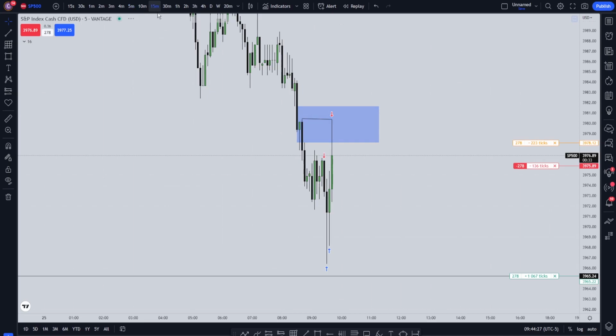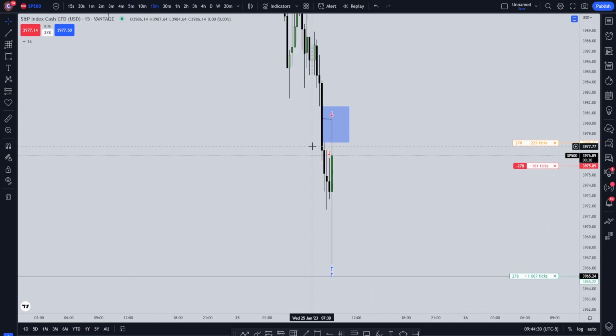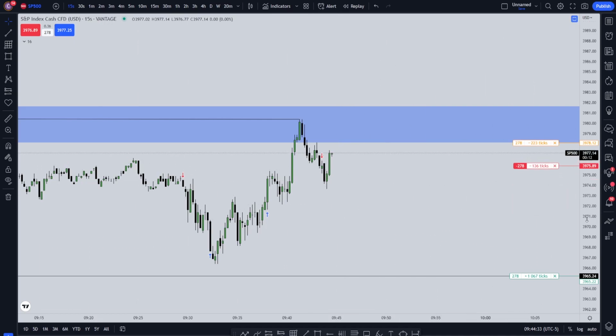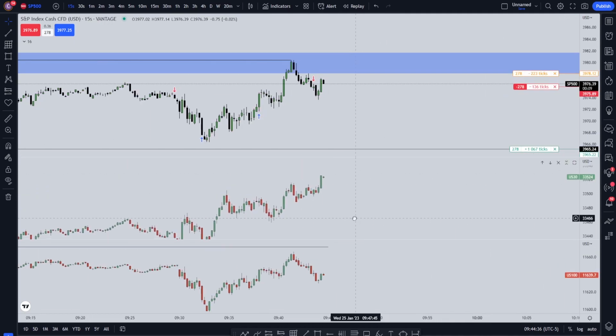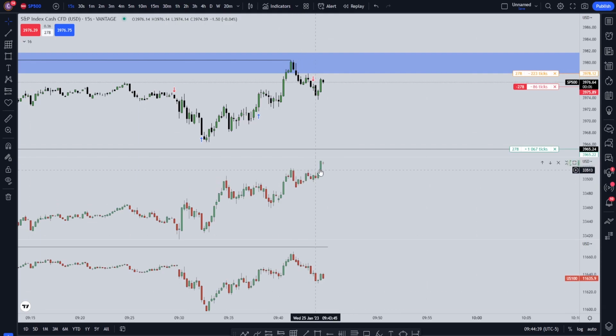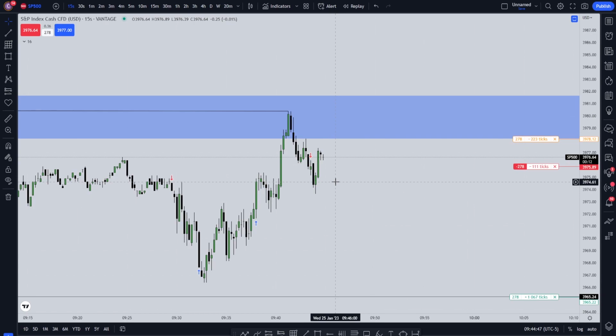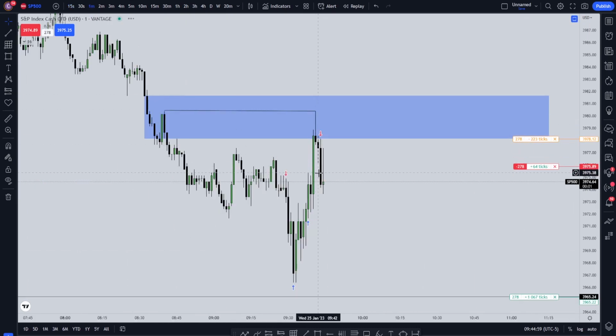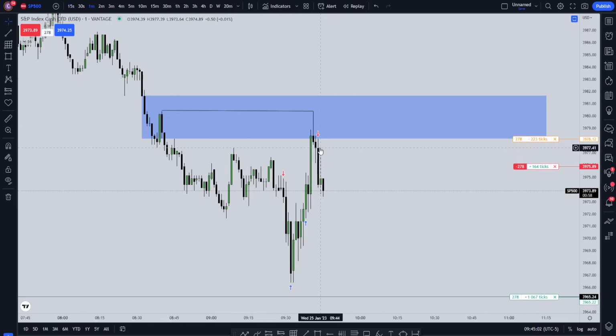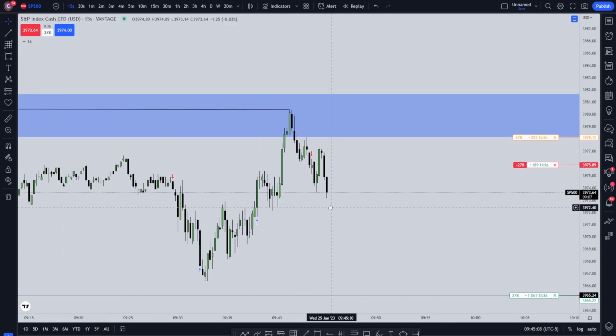So let's see. By the way, we've rejected this 15-minute fair value gap, showing signs of us wanting to go lower. We've also had an SMT on US 30. So here we came up to this gap. Don't know if this is a proper gap, since this isn't the futures chart, so I'm gonna take that gap with a grain of salt. But we came up to the gap, we came up to the premium of the previous candle, the body high, and we rejected.